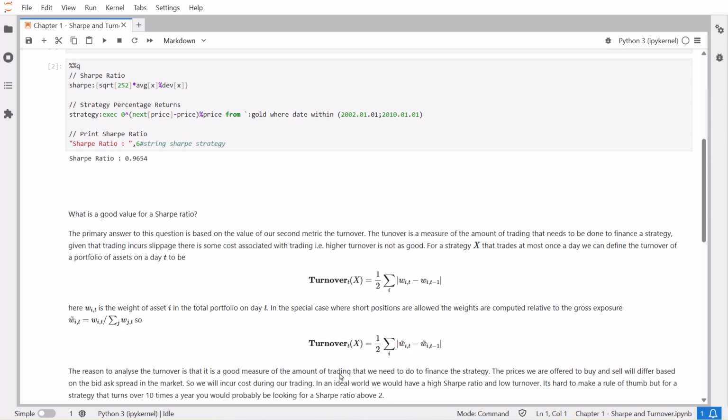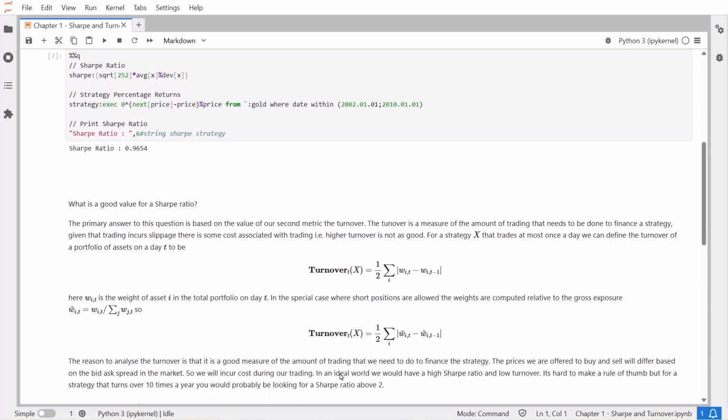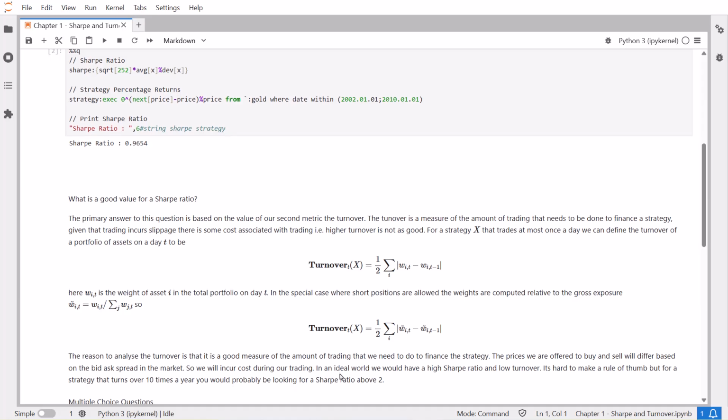In an ideal world, we would have a high Sharpe ratio and a low turnover. It's hard to make a rule of thumb, but for a strategy that turns over about 10 times a year, I'd say you probably need to have a Sharpe ratio of around 2 or above. But for our original strategy of holding gold for 8 years, there was no internal turnover, so we weren't going and making a lot of trades, and that's why a Sharpe ratio of 1 is actually pretty good for this strategy which just held gold futures.